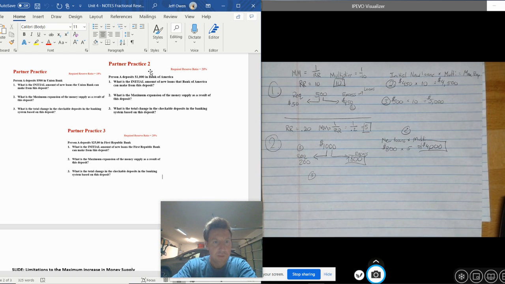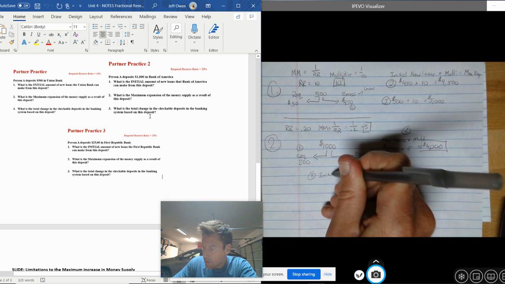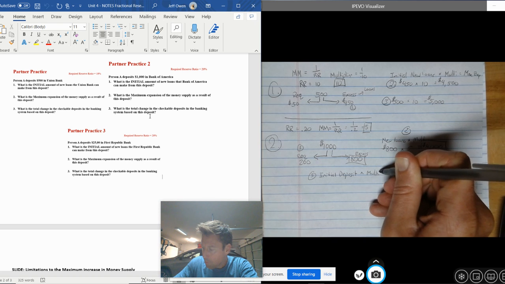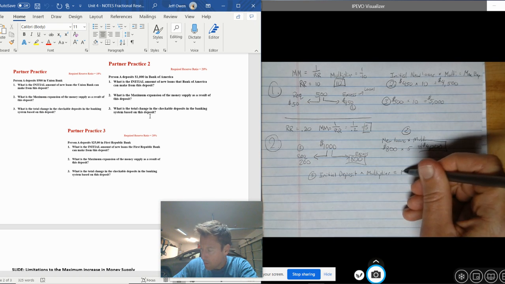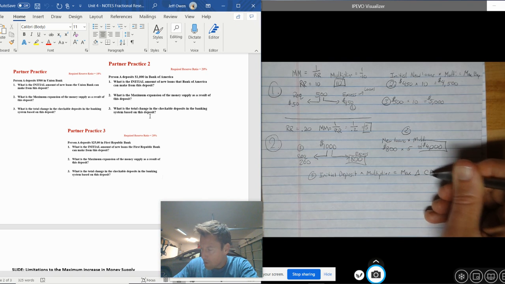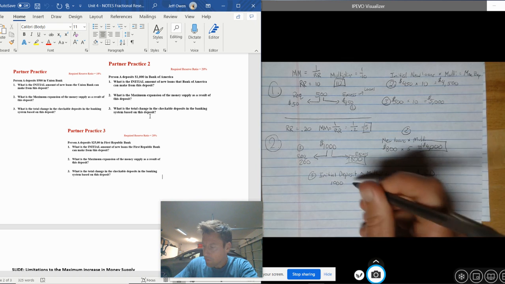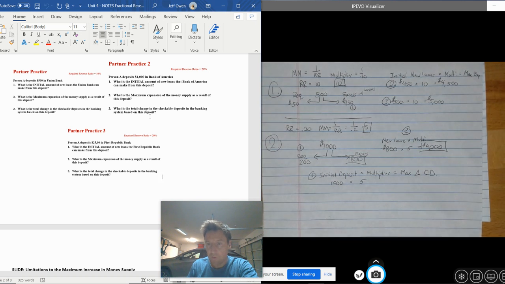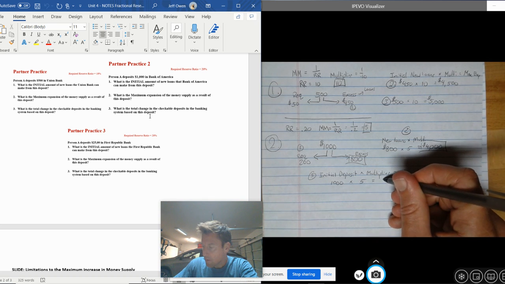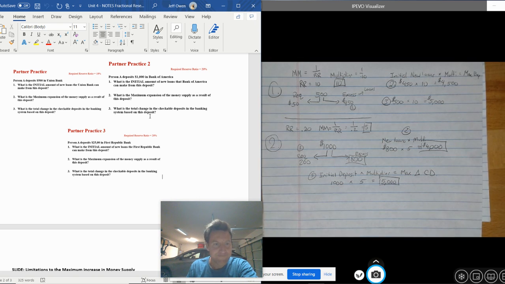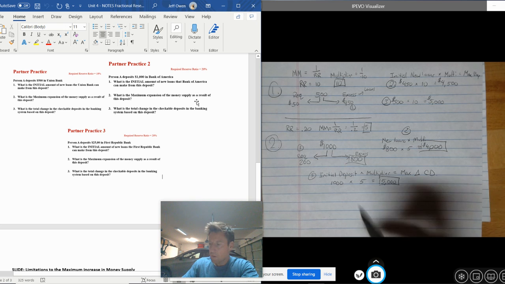Let's figure out what number 3 asks us. Number 3, what's the total change in checkable deposits in the banking system? Okay, same thing as last time. We're going to use our initial deposit times our multiplier equals the maximum change in our checkable deposits over time. So what's our initial deposit? Person A deposited $1,000. We multiply that by our money multiplier of 5. So the maximum change in the checkable deposits is going to be $5,000.